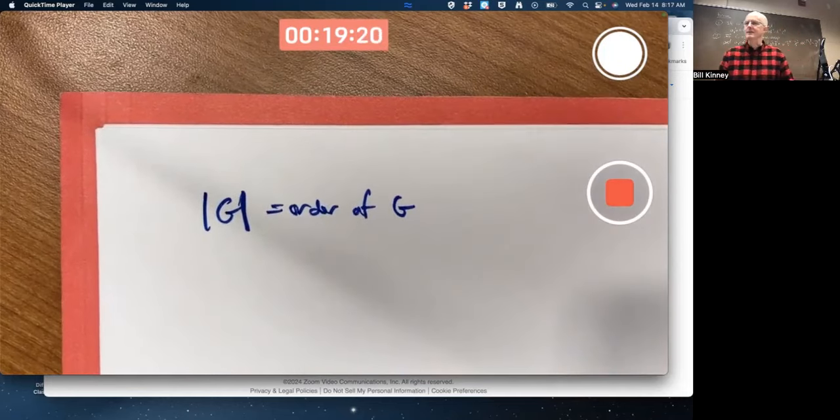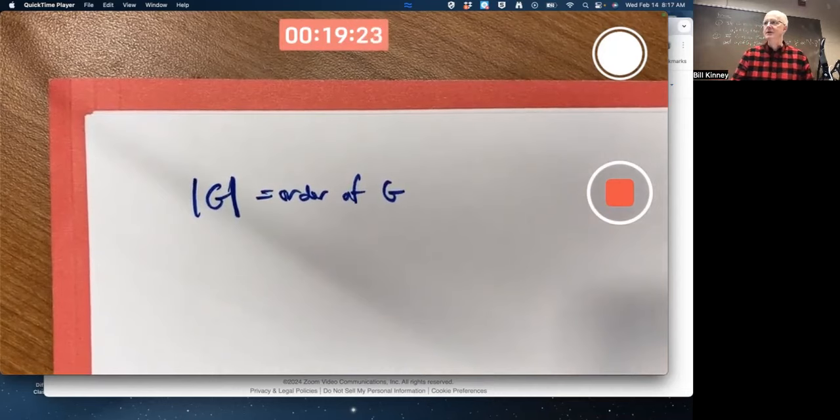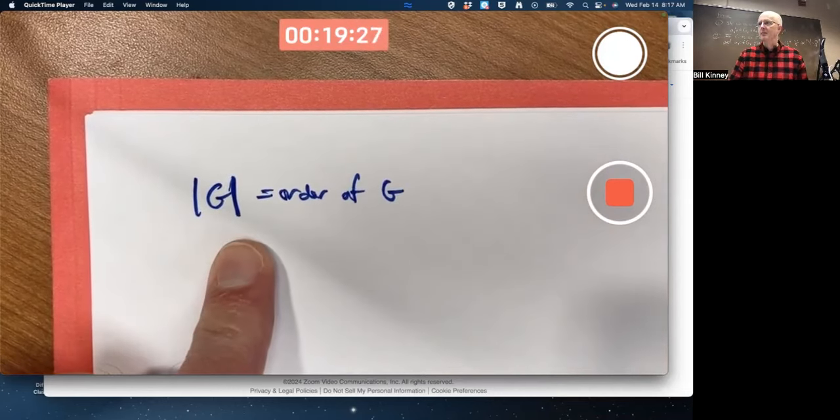I won't write it out. Again, just verbally say it to you. If G is a finite group, then this order of G is the number of elements in G. If G is an infinite group, we say the order is infinite. Do we say this equals infinity in that case? I won't mark it wrong if you do.